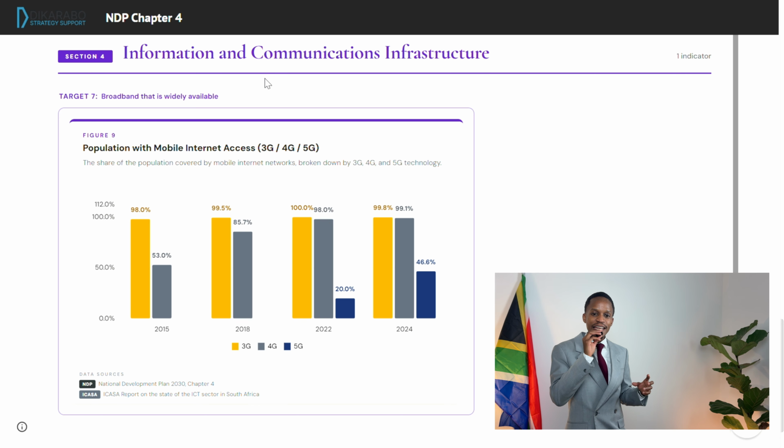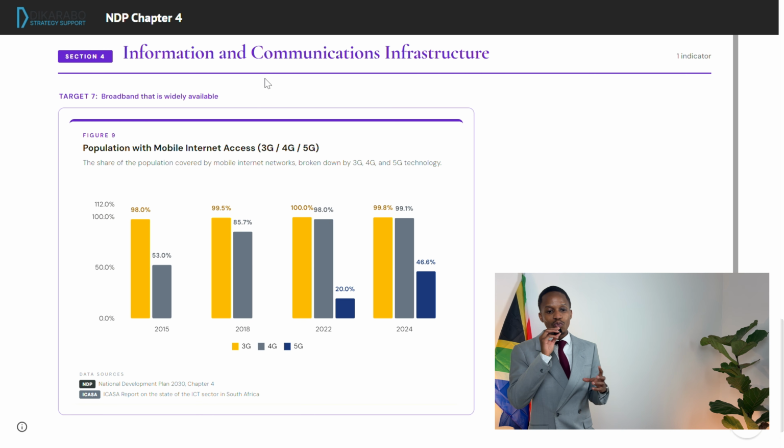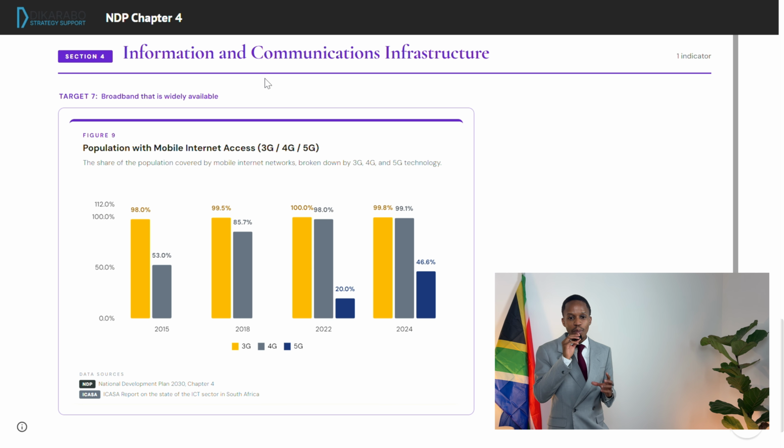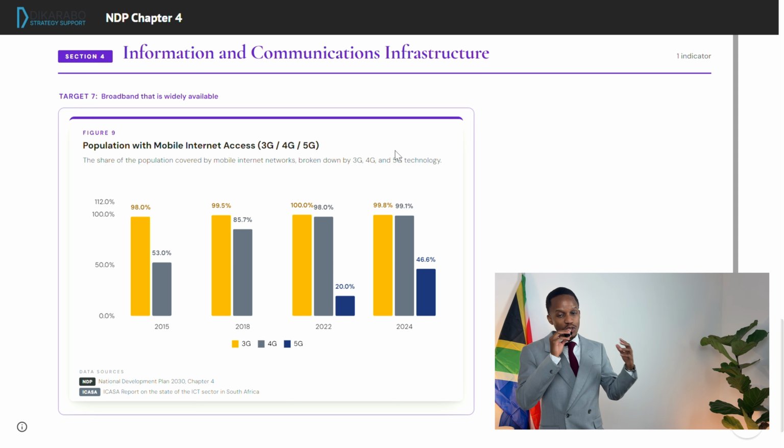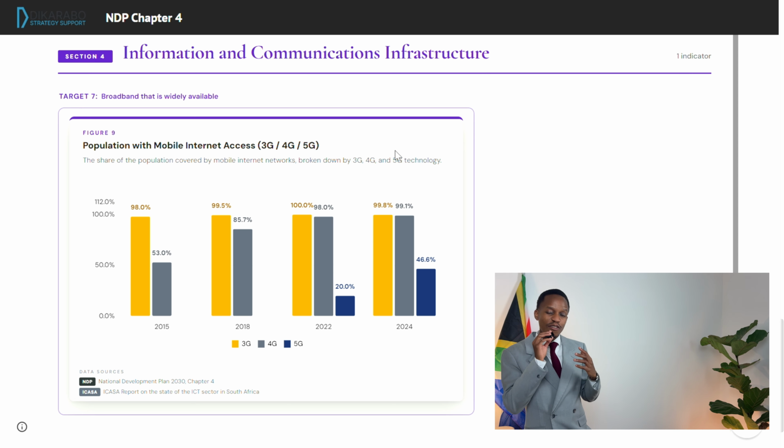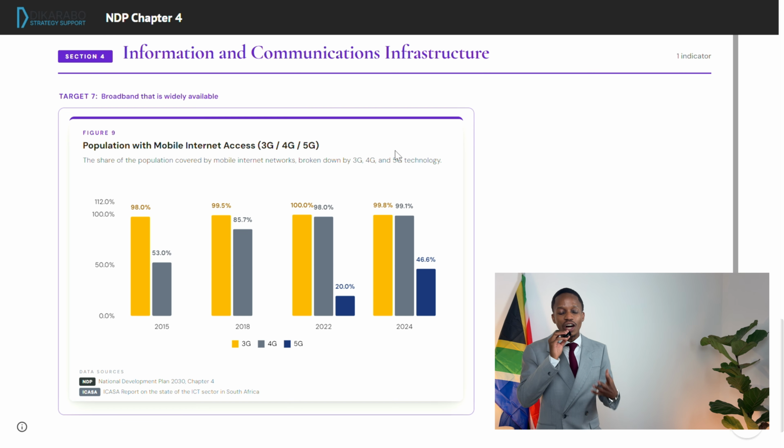And this target is broadband that is widely available. And what we see from figure 9, which shows the share of the population covered by mobile internet networks, broken down by 3G, 4G, and 5G, is that by 2024, more than 99% of the population could access 3G and 4G networks, while slightly under 50%, or half, of the population could access 5G networks. And this indicates that I think this target has been achieved, and broadband is widely available to the bulk of the population today.